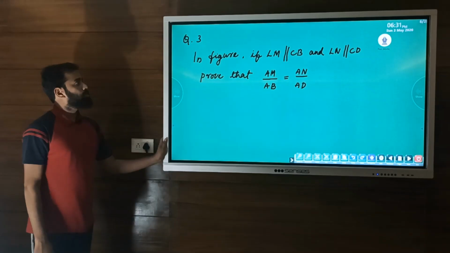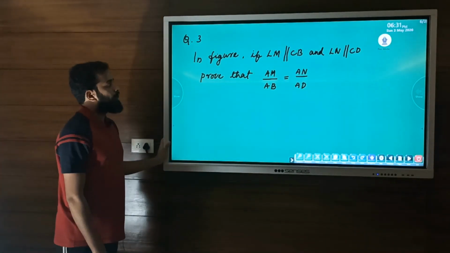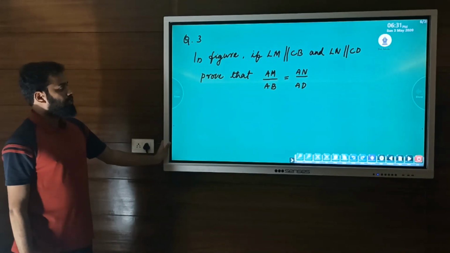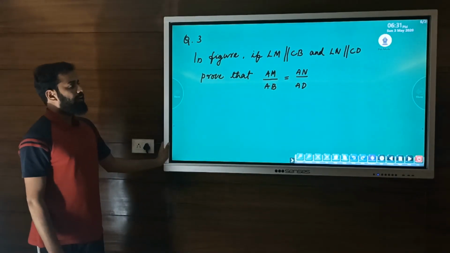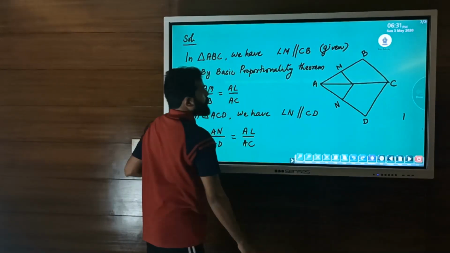Now we are moving to question number 3. In the figure, if LM is parallel to CD and LN is parallel to CD, prove that AM divided by AB equals AN divided by AD. So, the diagram.